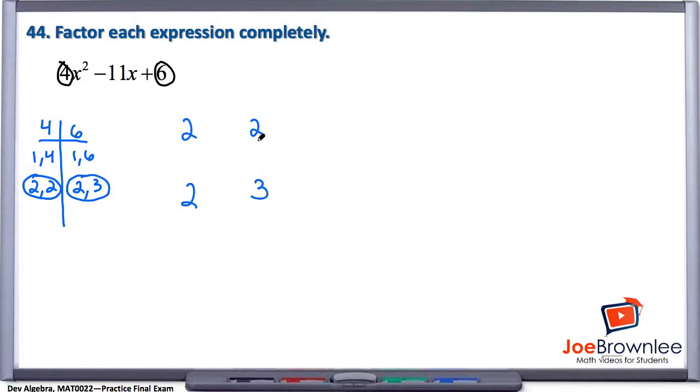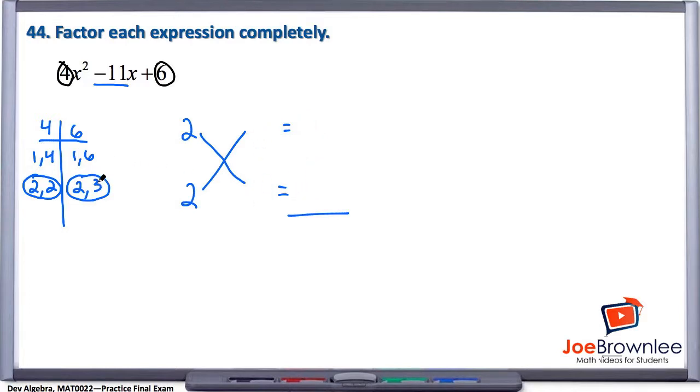So let's go ahead and stack our 2 and 2 vertically, and then we'll stack our 2 and 3 vertically. Normally we would flip this second set of factors, meaning we would write 3 and 2, but in this case, because the factors of 4 that we're using are 2 and 2, even if we were to flip this second set, we would still end up with the same combination. So we'll try these combinations here. 2 times 3 gives us 6. 2 times 2 gives us 4. Is there some combination of signs that we can use a 4 and a 6 to get to a negative 11? No, I don't think so. So this can't be our combination.